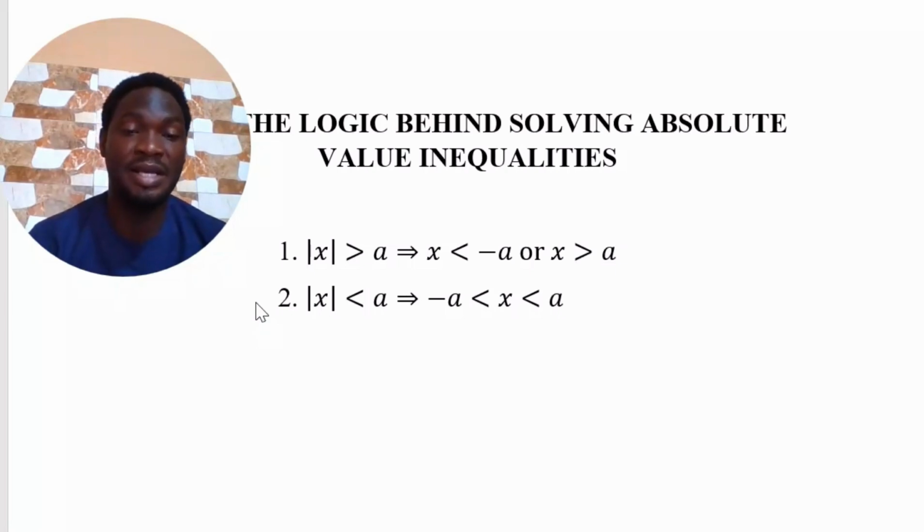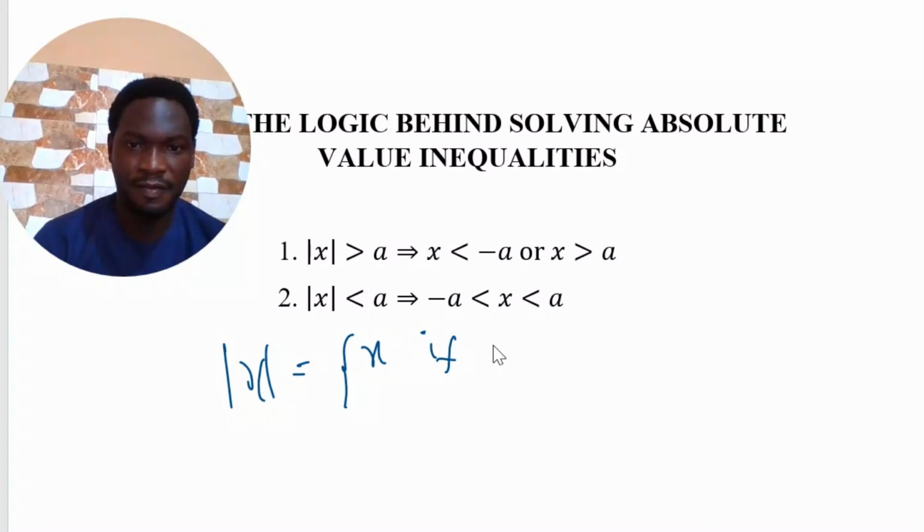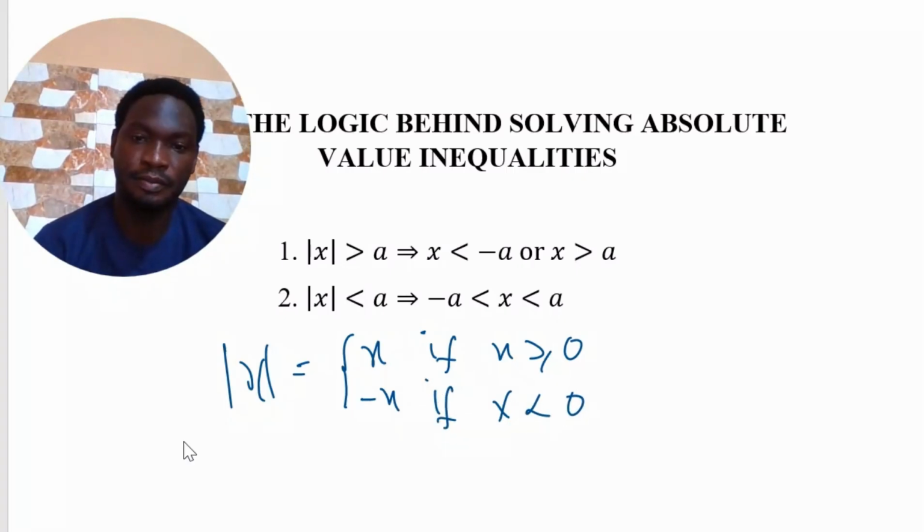So let's look at the logic behind solving absolute value inequalities. Why is it that when we have absolute value of x greater than a, we say x is less than minus a or x is greater than a? We can understand by looking at the definition. So the absolute value of x is defined as x if x is positive or 0, and minus x if x is less than 0.